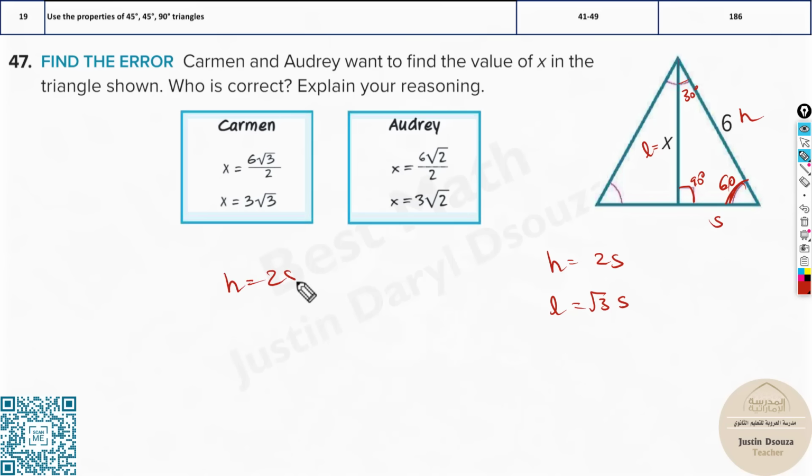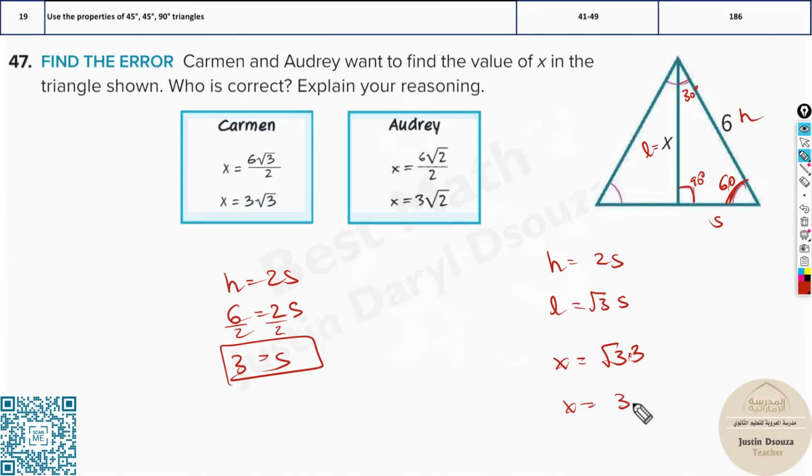So h is equal to 2 times s. H is 6, so 6 is equal to 2s. So divide both sides by 2. You get 3 as s. Now we need to find x, isn't it? What is the x value? X is basically L. So x will be equal to square root 3 times 3. So it will be 3 square root 3. Who has done it correctly? Carmen has done it correctly. This is wrong. So that's how we can tell.